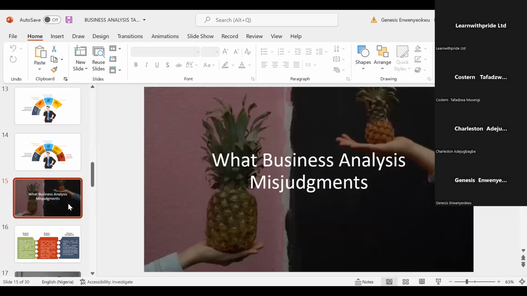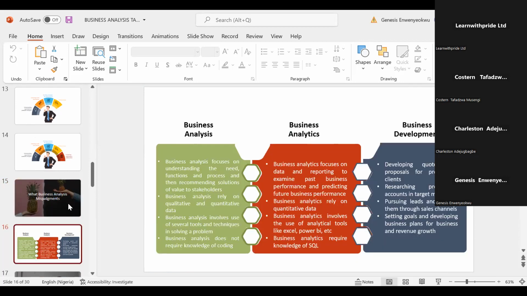Now, that takes us to the next slide that talks about some of the misjudgments, right, that people have about business analysis, or some of the myths, because people think business analysis is the same as business analytics. Even some people, you see some job descriptions out there on some of these job boards, where they put business development job requirements as business analysis job requirements. These three careers are actually different from each other. But the fact that they all start with business doesn't mean that they are the same thing.